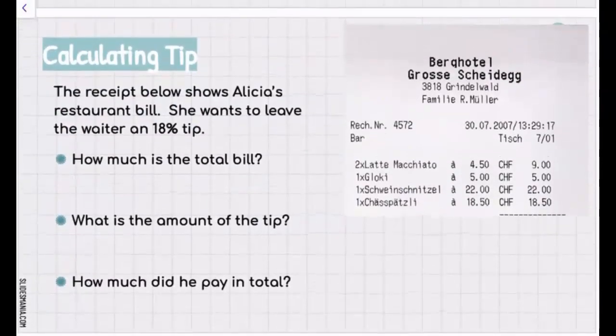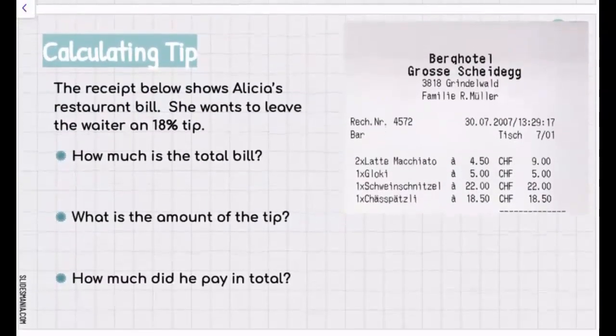So Alicia went to this restaurant in Amsterdam, or I don't know, could be Austria or Germany, and got a macchiato, a Glöckchen, a Schweiner Schnitzel, and a Chatzpatzli. Not sure what all that is, but we want to find out how much this is going to cost if she wanted to leave an $18 tip. Well, first of all, we need to know what is the total. So when we add all this up, we end up with $54.50.